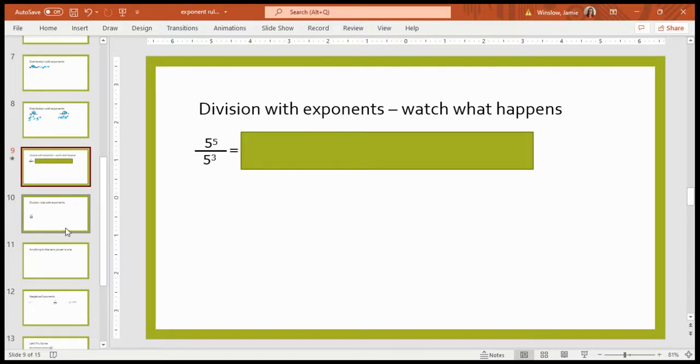Division rule. What happens when we divide? So we're going to kind of do the same thing. We're going to expand the top. There's 5 5s. 1, 2, 3, 4, 5. And there's 3 5s on the bottom. If you look, your gut might be telling you, hey, I can reduce this, right? 5 over 5, that's 1. 5 over 5, that's 1. Here's 1. So what do we have left? We have 2 5s on top. You can write it like this.